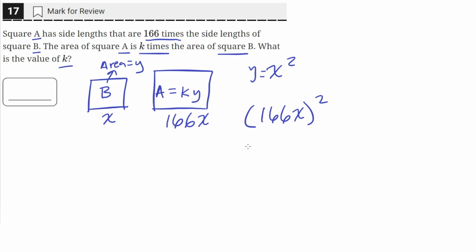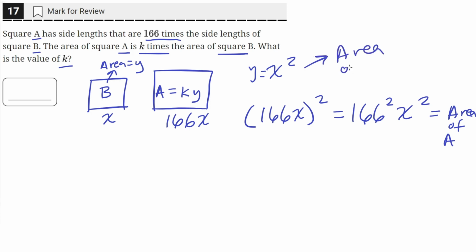Now if we simplify this, we'll get that 166 squared times x squared is the area of square A. So area of A, this square. And that this area of B is just x squared. So if we find the value of this constant here, 166 squared, this x squared is in both, and so this is just the value of k. This will be the coefficient of x squared, which is the area of B. So k will just be this coefficient. So we just need to square 166. So we can do that in our calculator.